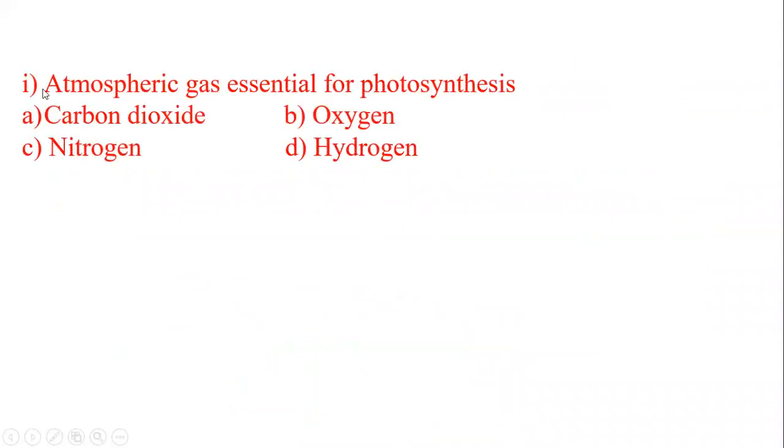The first question: atmospheric gas essential for photosynthesis. Carbon dioxide, oxygen, nitrogen, hydrogen. It's very easy, right? Which is very essential for photosynthesis? Of course, carbon dioxide, right? Carbon dioxide is a gas which is helpful for photosynthesis.